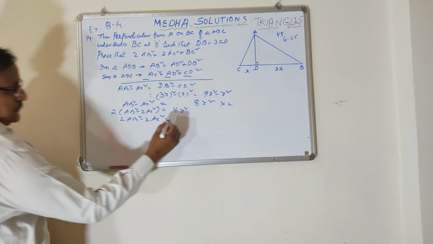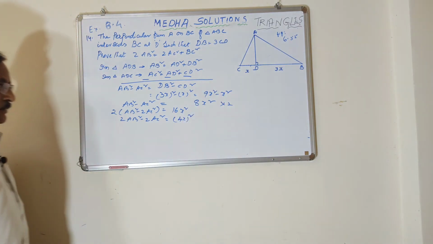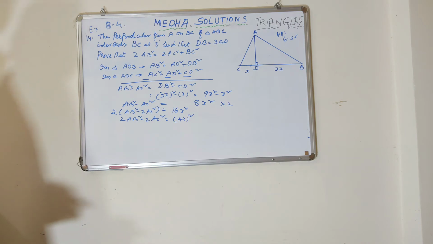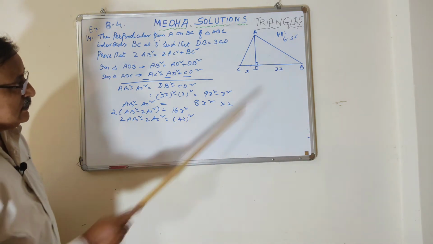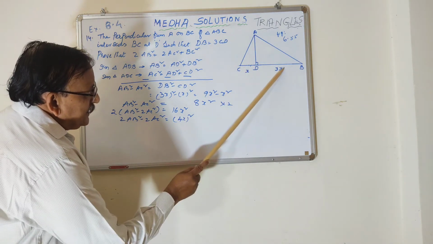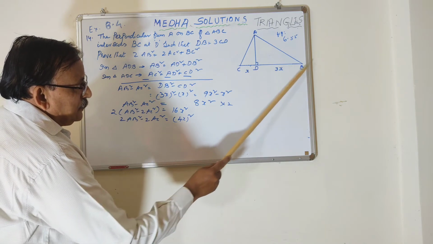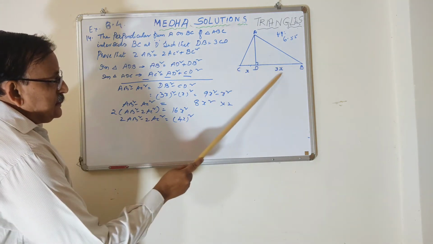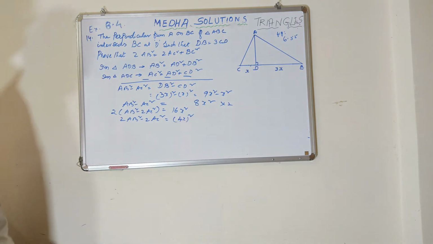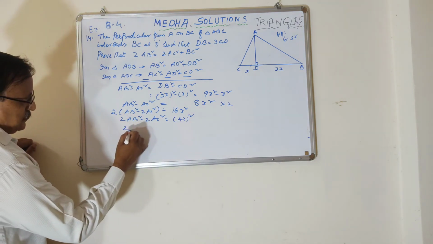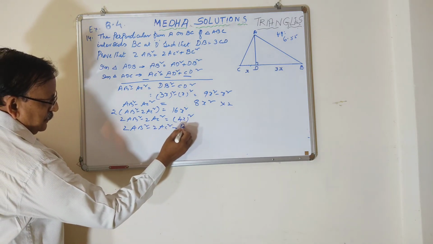I can write 16x square as 4x whole square, a perfect square. But here what is 4x? x plus 3x, total 4x, that is CD plus DB, total BC. Instead of this 4x, we can write BC. So 2AB square minus 2AC square is equal to BC square.